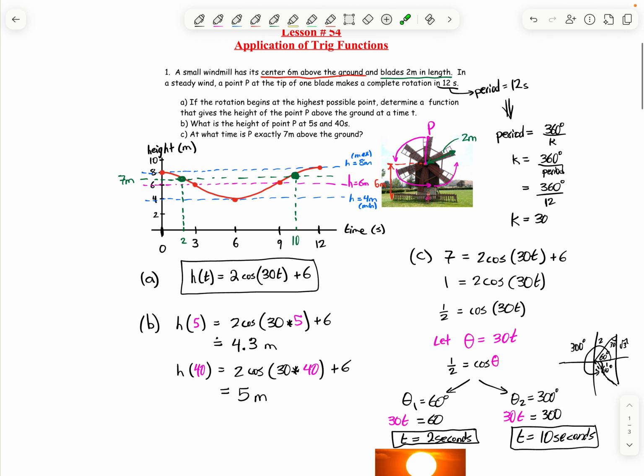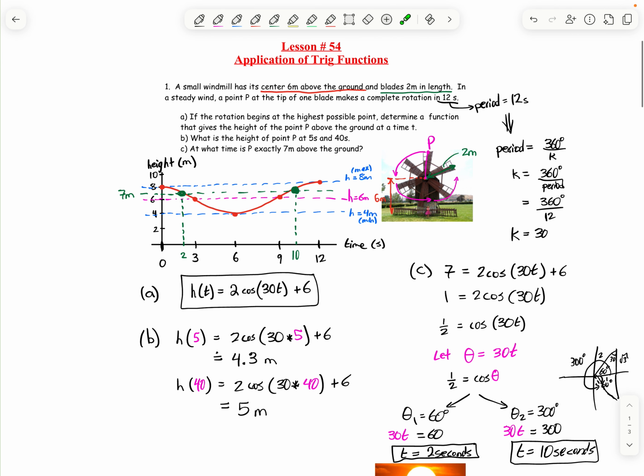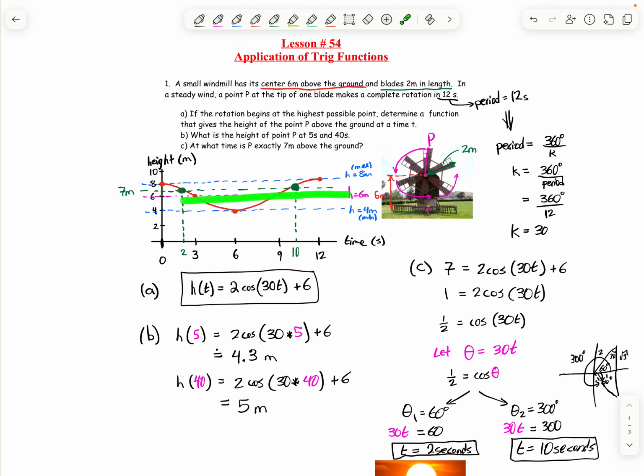So let's pull out the important information here. The center of the windmill is 6 meters above the ground. That's what it says right here, and this is the middle height. So 6 meters above the ground is the middle, the midline or the equation of the axis. So d is equal to 6. Now h, that's not the horizontal, that's not the phase shift. That is the d value, the height. That's what I've labeled here, the midline. D is equal to 6. Put a box around that.